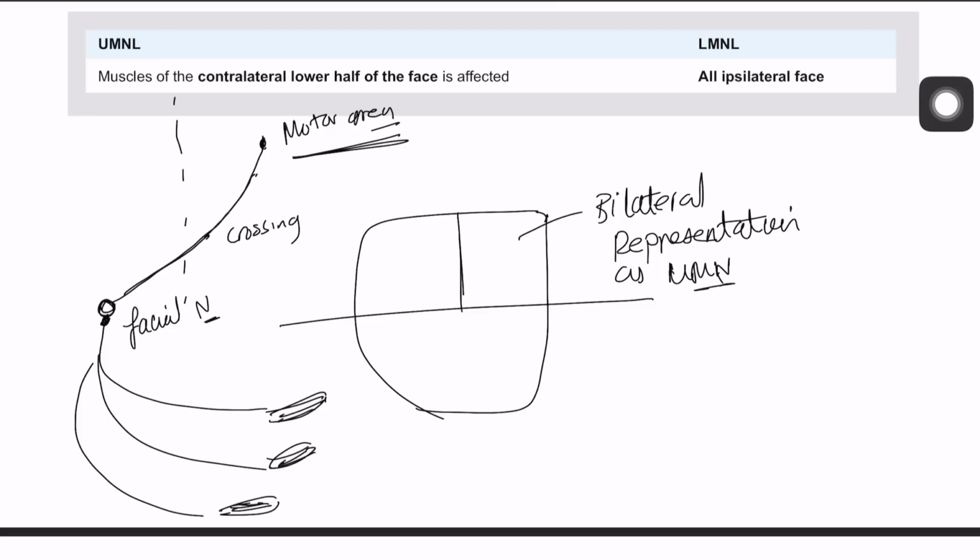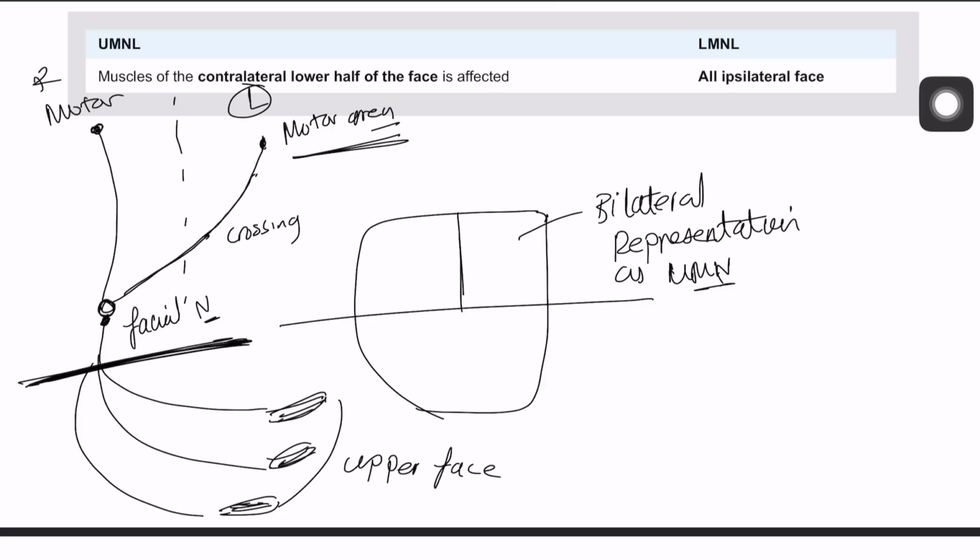However, the upper part of the face will have bilateral representation in the motor area. Let's say this is right and left. It will have bilateral representation. So what happens when you have a lower motor neuron lesion? It will be ipsilateral as a first instance, and most importantly, upper and lower face are both affected.